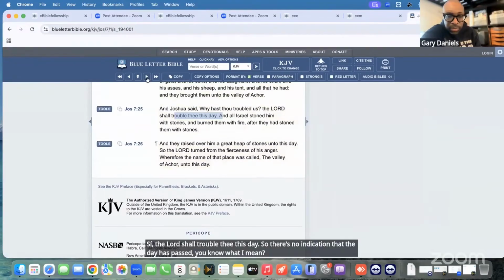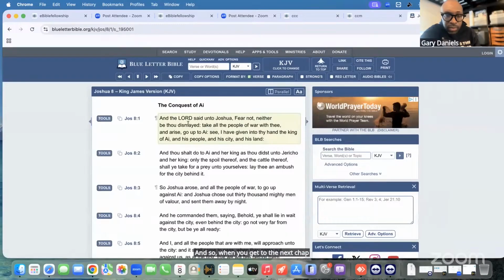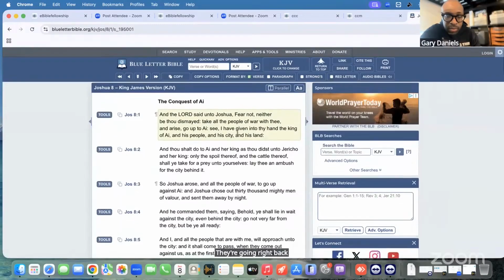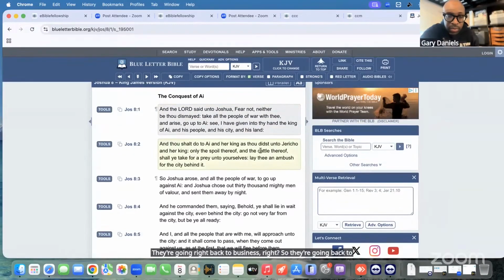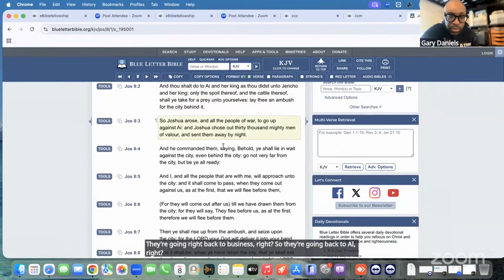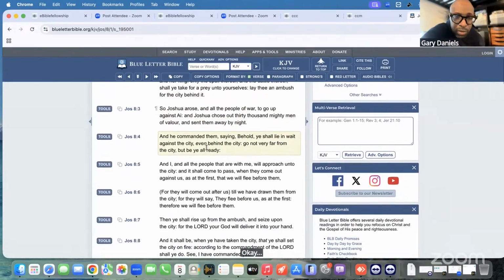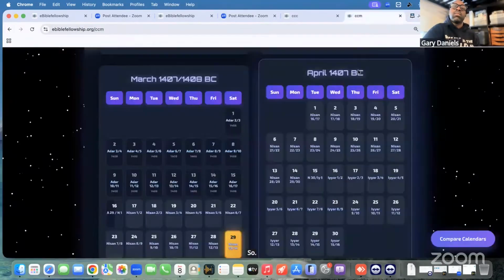Right. And so when you get to the next chapter, it just seems like they're going right back to business, right? So they're going back to Ai. And it says by night in verse 3. So Joshua arose and all the people of war. Out 30,000 men of valor and sent them away by night. So if we understand that correctly, that would be the night of April 8th.